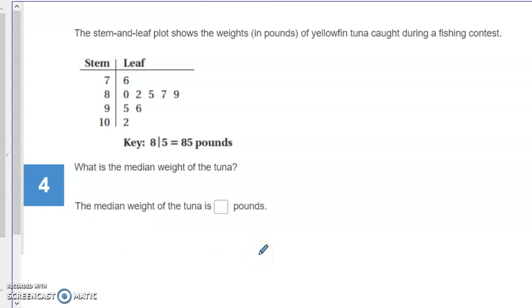Question number 4 says the stem and leaf plot shows the weights in pounds of yellowfin tuna caught during a fishing contest. What is the median weight of the tuna? So median, remember, is the middle number. So first thing I'm going to do is count how many fish I have here. That's 1, 2, 3, 4, 5, 6, 7, 8, 9. So if there are 9 numbers, that means I'm going to have 4 on each side. So 1, 2, 3, 4. And that means my middle number is going to be 87. So I would fill in 87 for the median weight of the tuna.